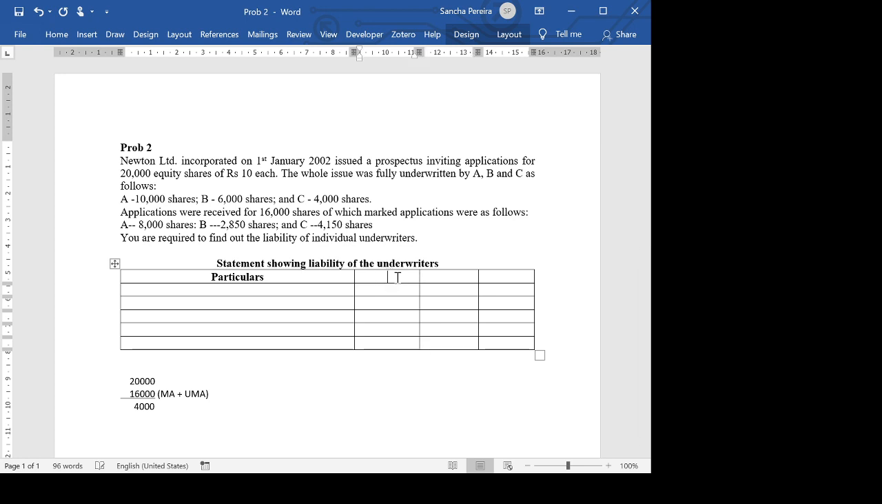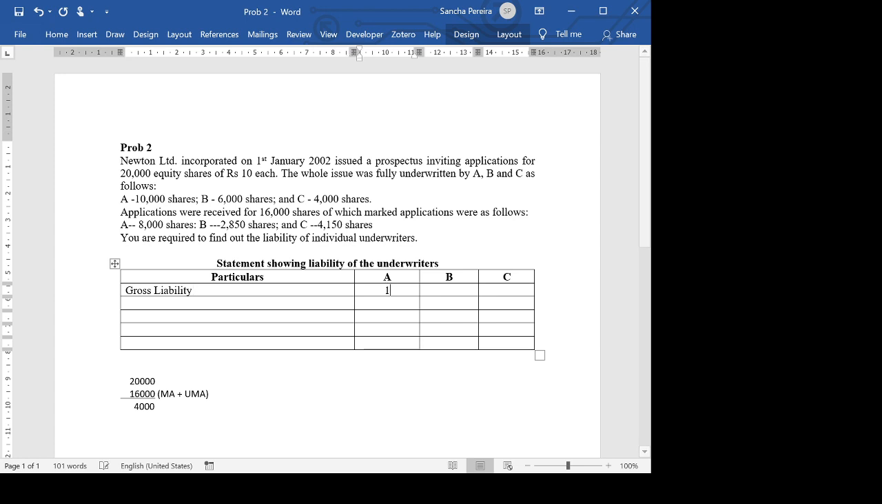You have A, B, and C. Okay, like we did in the last problem, we start with gross liability. That's what we are doing here. We are starting with gross liability to see first initially how much they have to take up.